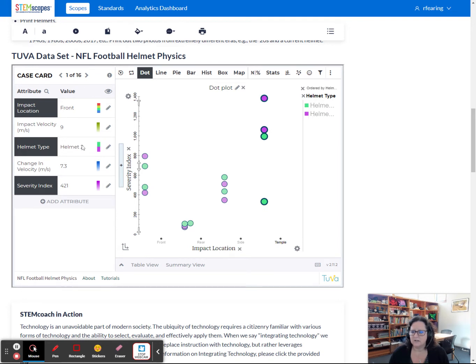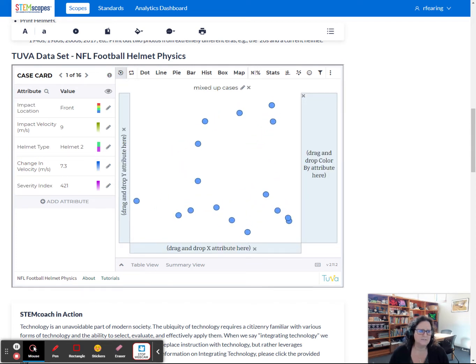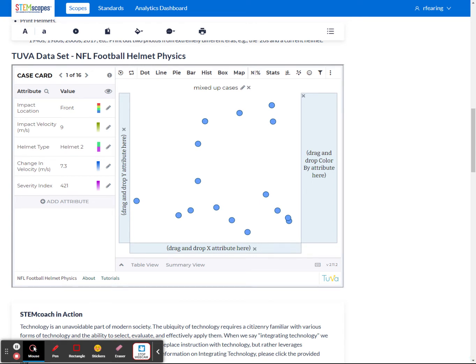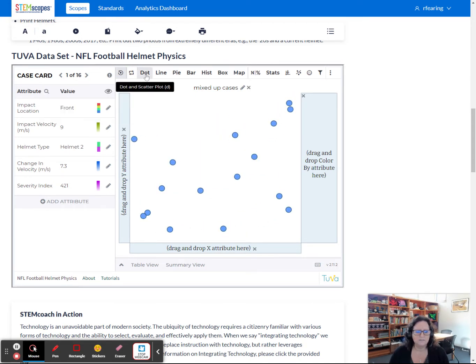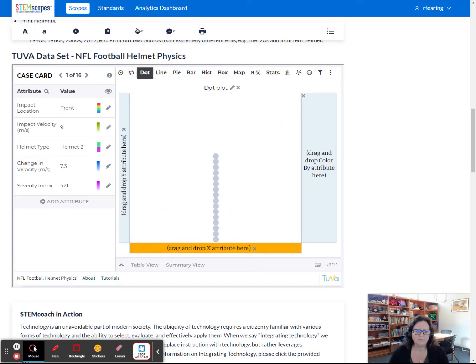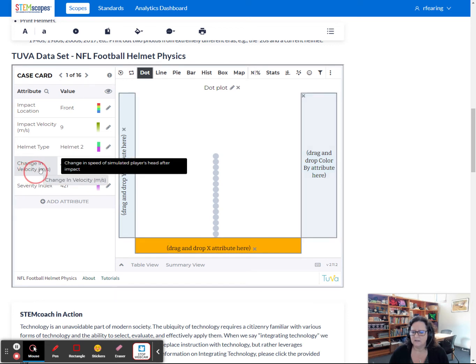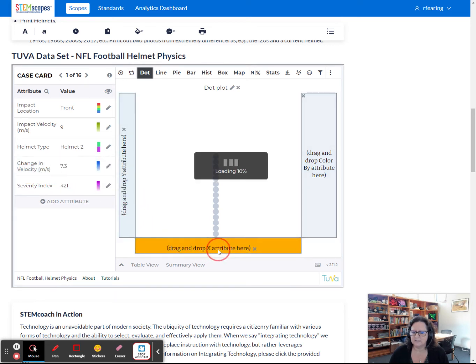Now, let's click reset. This is the reset plot here, and let's follow the instructions on the activity. So it says, click reset, which I just did. That's the reset button. And I reset the investigation. Click dot for the type of way that we want to display the data. We want a dot, scatter plot, dot graph. And then we're going to drag change in velocity to the x-axis. So here's change in velocity. And I'm going to drag it down here to the x-axis.